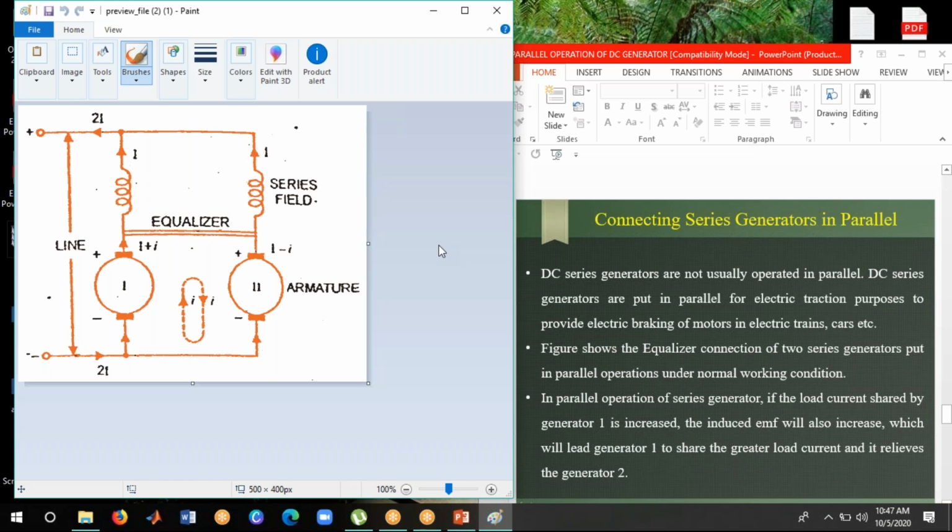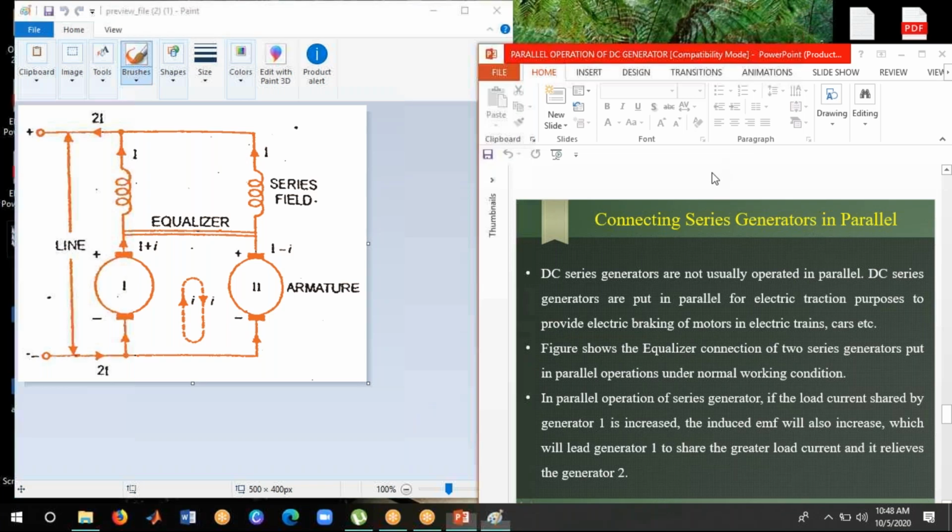ఓకేనా. సి ఇన్ ప్యారలల్ ఆపరేషన్ ఆఫ్ సిరీస్ జనరేటర్, if the load current shared by generator 1 is increased, the induced EMF will be increased. సో అప్పుడు ఏమవుతుందంటే ఇలాంటి కండిషన్ లో జనరేటర్ 1 అనేది జనరేటర్ గా యాక్ట్ అవుతుంది, సెకండ్ మిషన్ అనేది మోటార్ గా యాక్ట్ అవుతుంది. ఓకేనా. సో దట్స్ వై ఇన్ రియల్ టైమ్ అప్లికేషన్స్ దిస్ టైప్ ఆఫ్ కాంబినేషన్స్ వీఆర్ యూజింగ్ వేర్ మెకానికల్ బ్రేకింగ్ ఈస్ అప్లైడ్. సో బ్రేకింగ్ కండిషన్ లో యూజ్ చేస్తాం అనమాట.